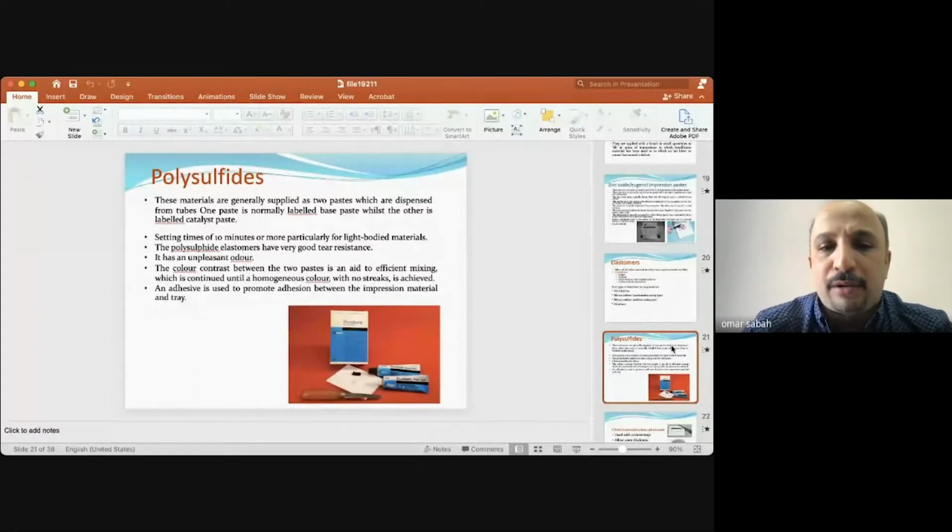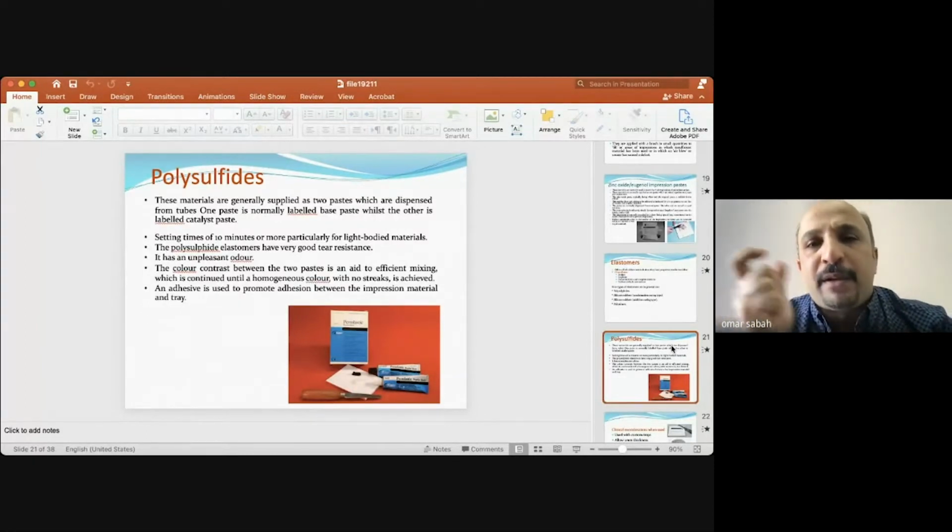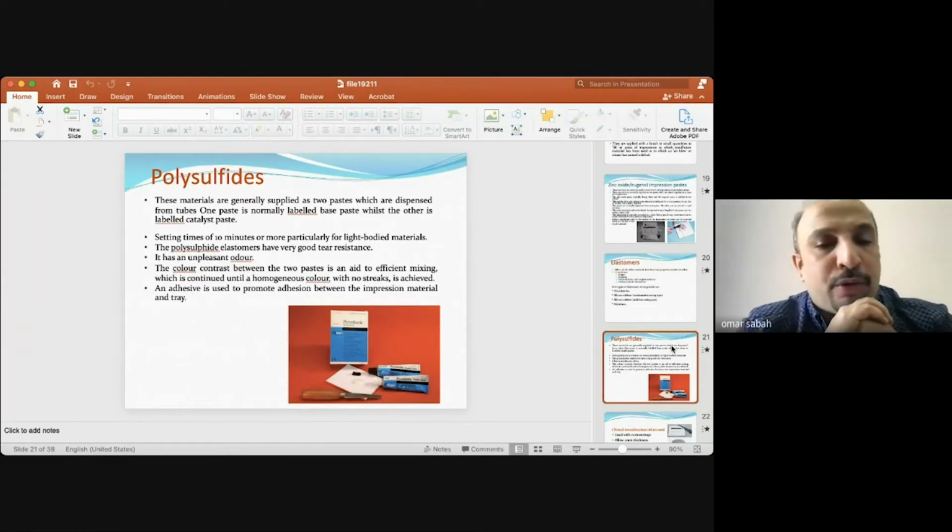The color contrast between the two pastes gives you a sign to know how much you have mixed. For example, the two pastes differ a lot in color. If I look at the pictures, one is brown and one is white, so there is a big contrast between the two. During mixing, you can see if you have unmixed material, and the color should be homogeneous to achieve good results in the future.